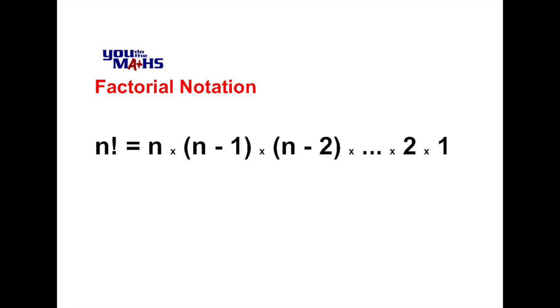So in general, n factorial, where n is any whole number, can be represented as n with an exclamation mark, and that's n multiplied by the number 1 less than n, then multiplied by the number 2 less than n, and we continue this process all the way down to multiplying by 2, and then the last number is always 1. Let's have a look at some examples where we simplify using the factorial notation.